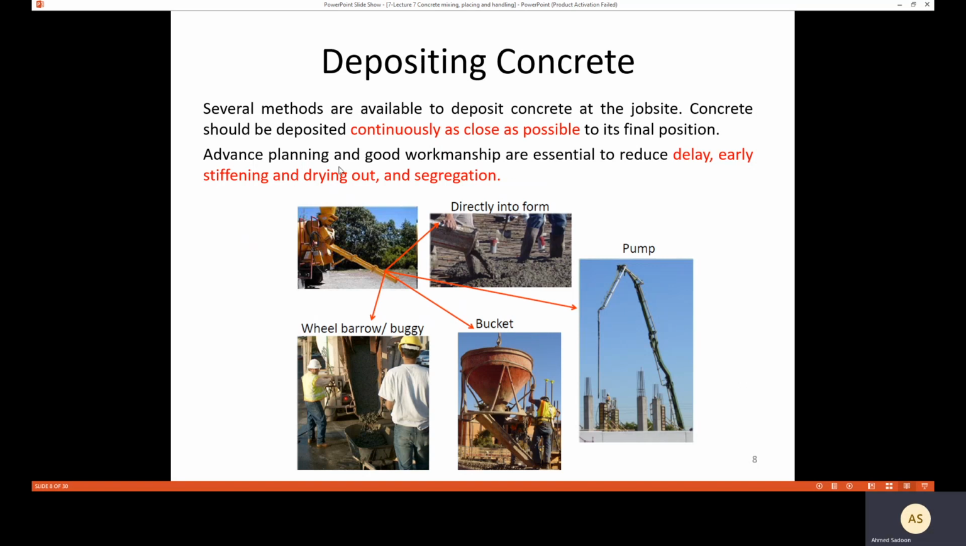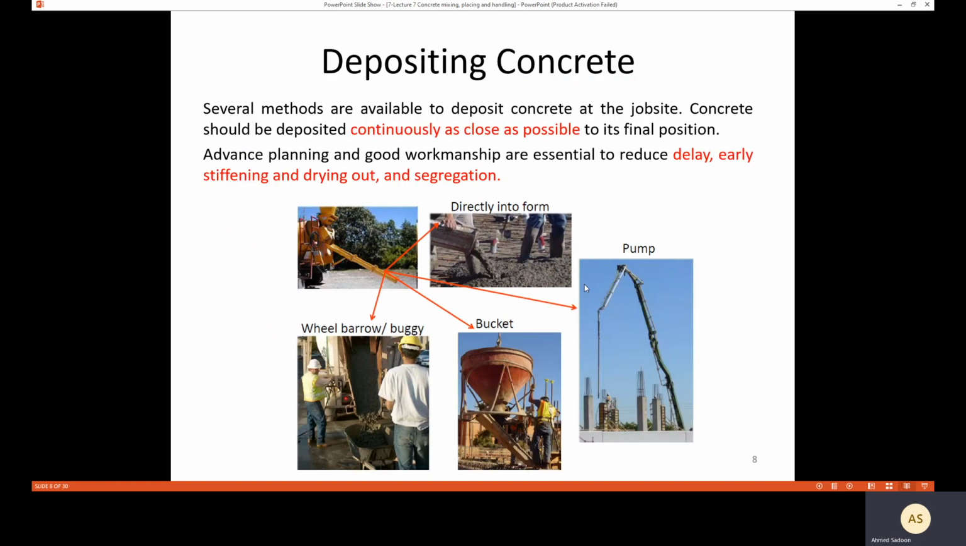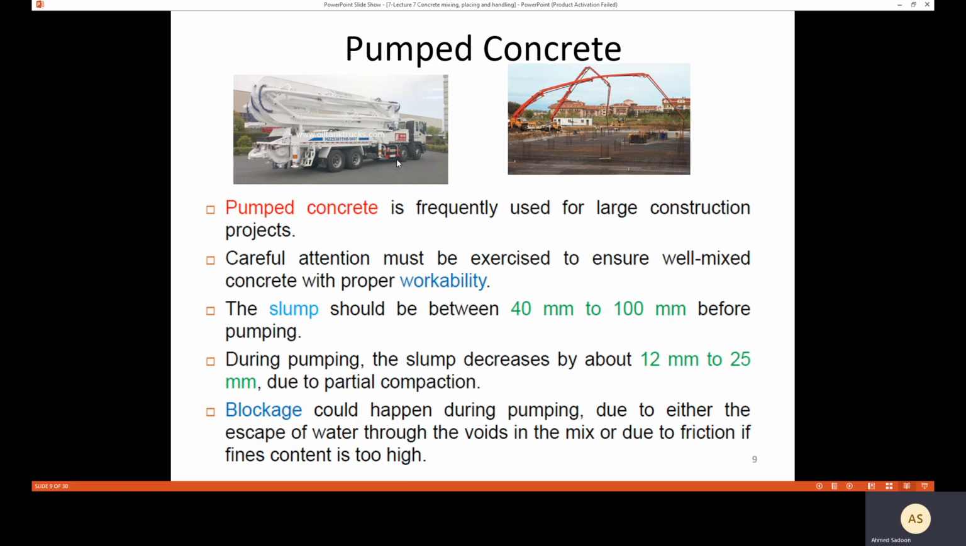And advanced planning and good workmanship are essential to reduce delay, early stiffening, drying out, and segregation. So this process is very important. Also, we have the pump concrete here. In pumped concrete, the concrete is going to be deposited using a pump. Here we have this pump here. We are going to use this pump in order to deliver the concrete to its final position.